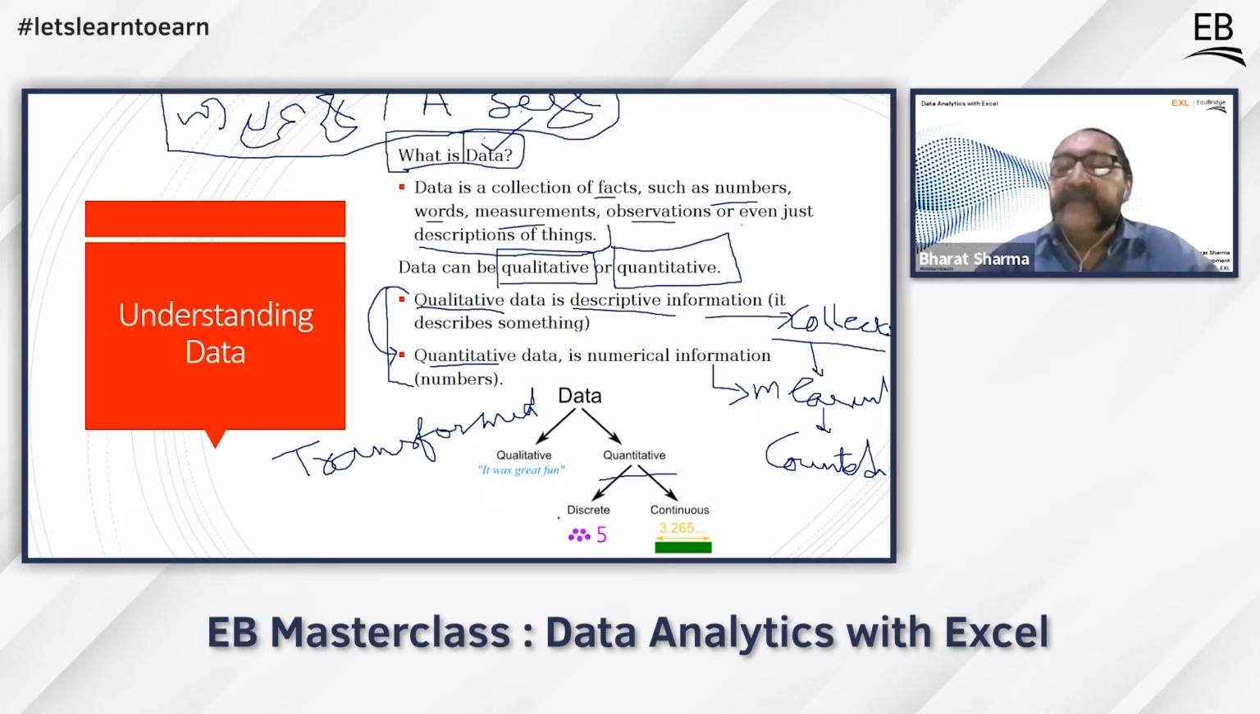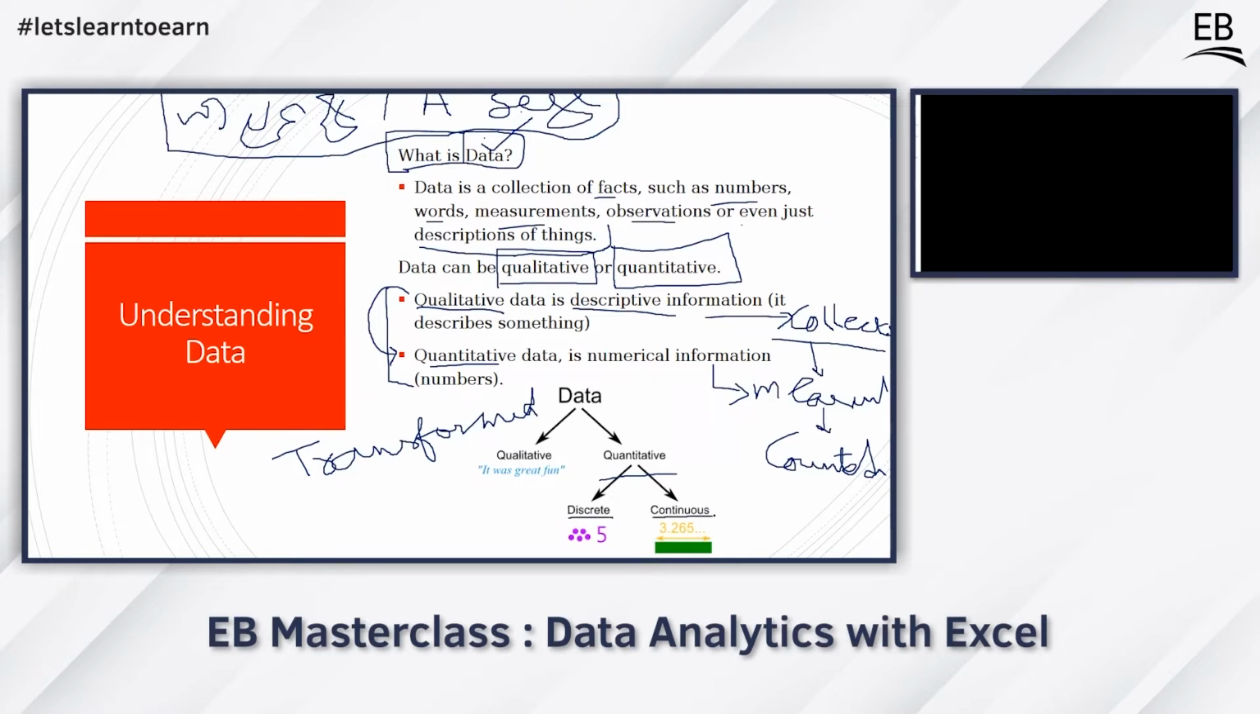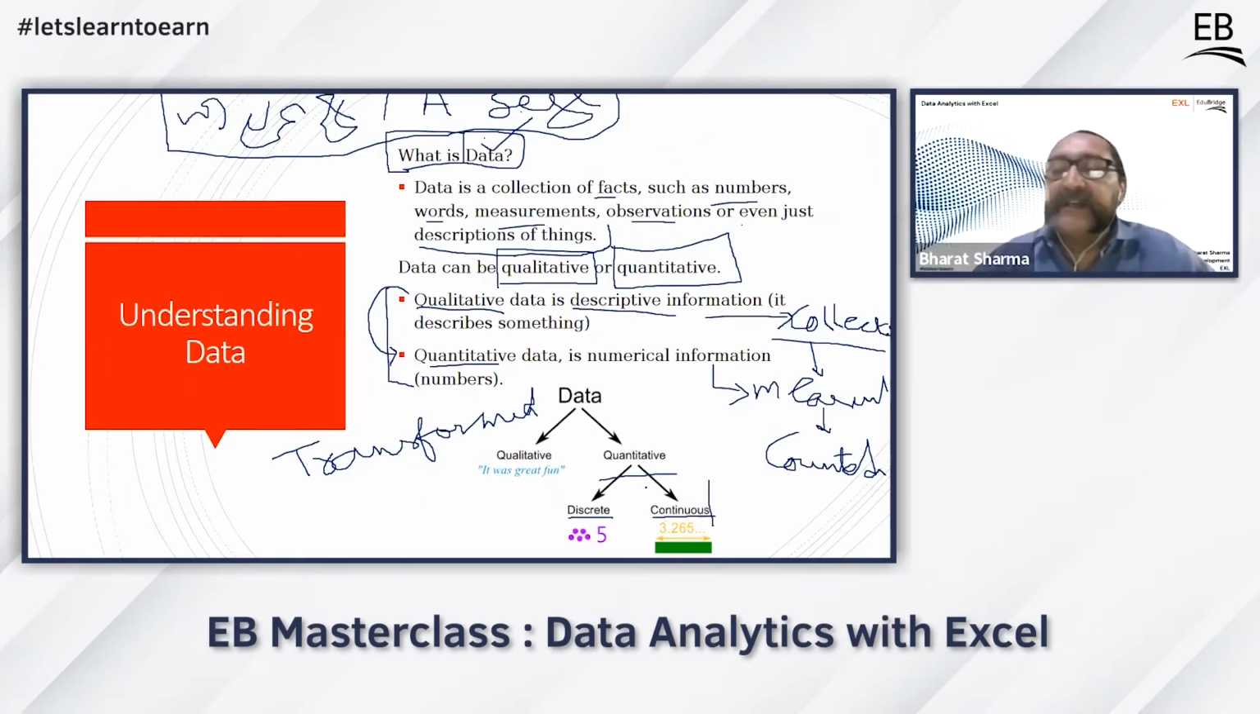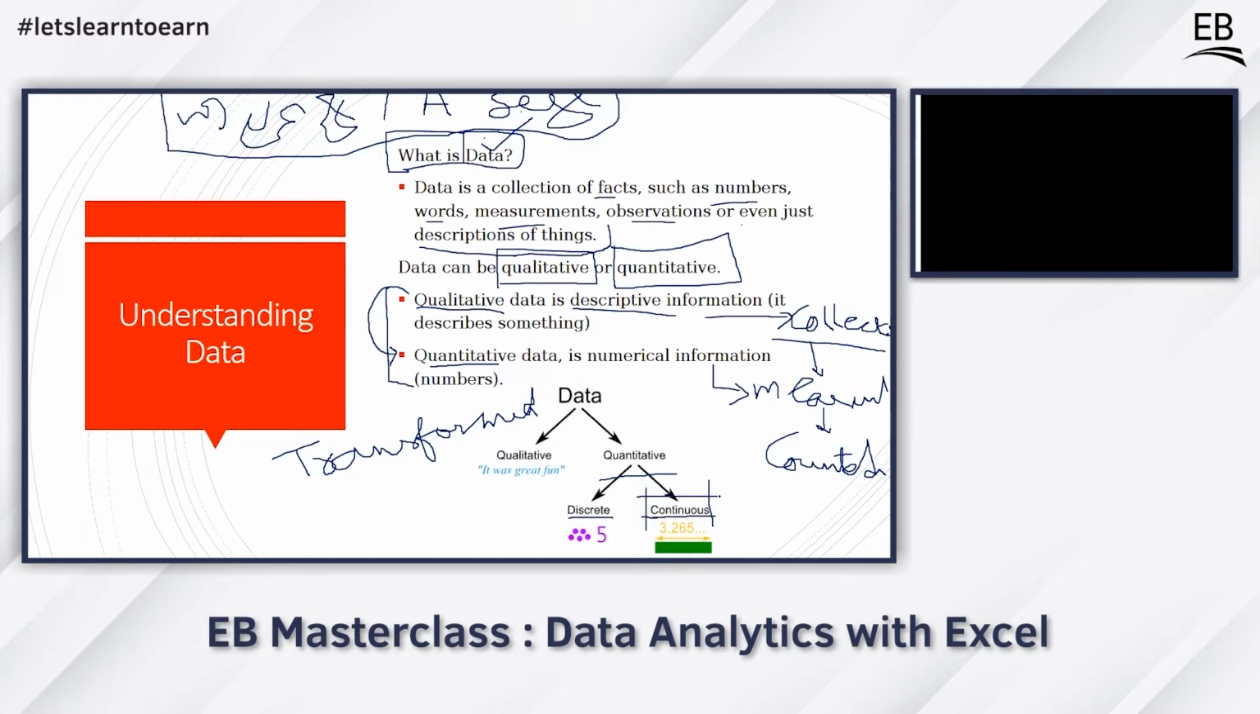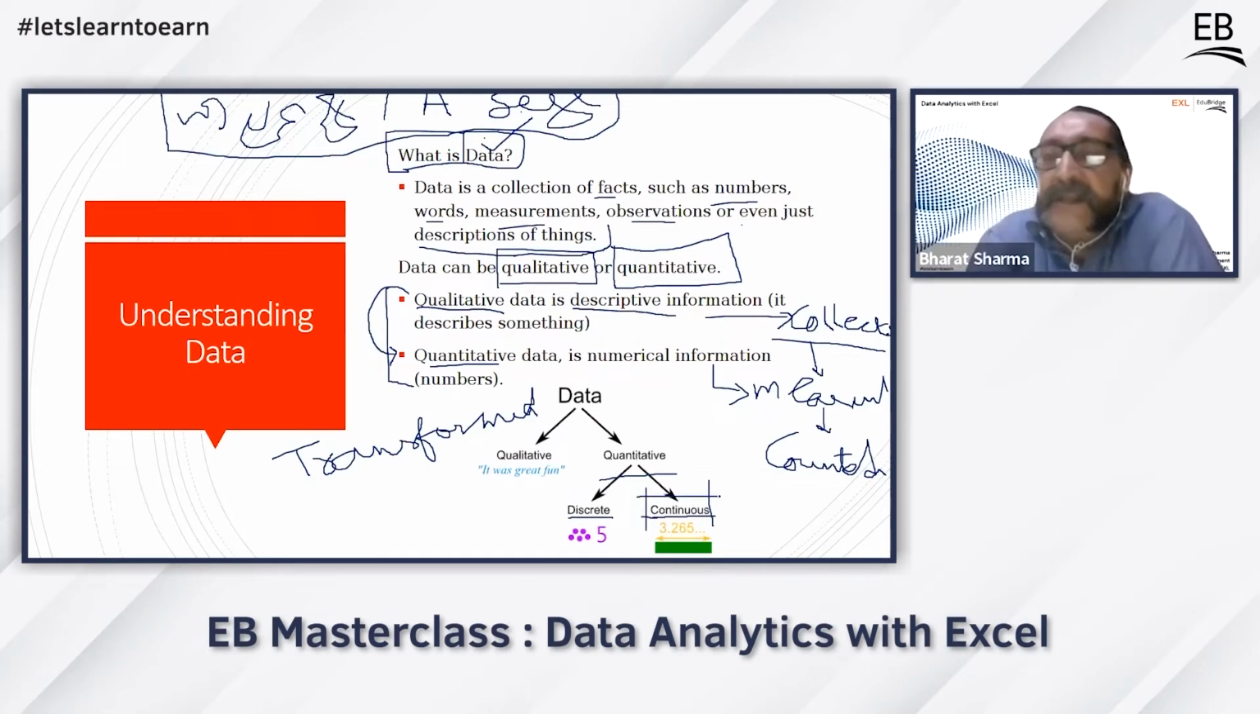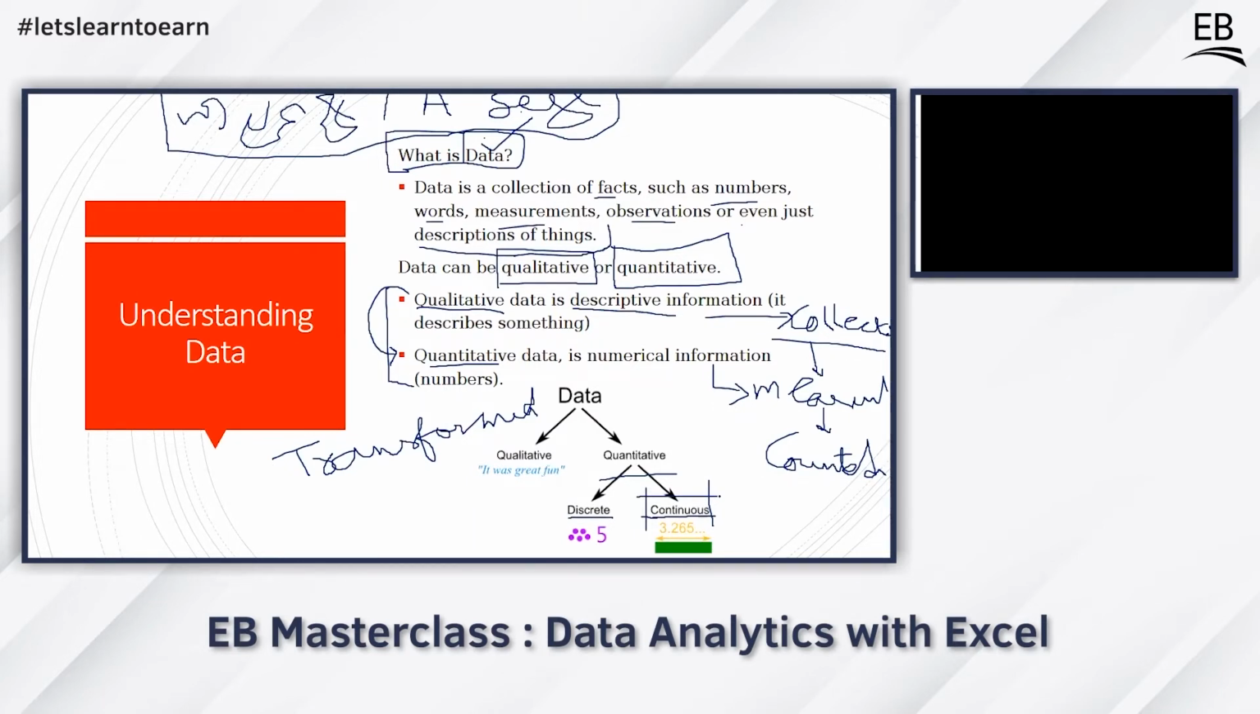Has anybody heard about these two terms? Yes. Discrete and continuous. Oh, fantastic. Now, who can help me understand what is continuous data? If you've heard about this, very good. Population. Population, okay. And discrete is? Which is countable is discrete.